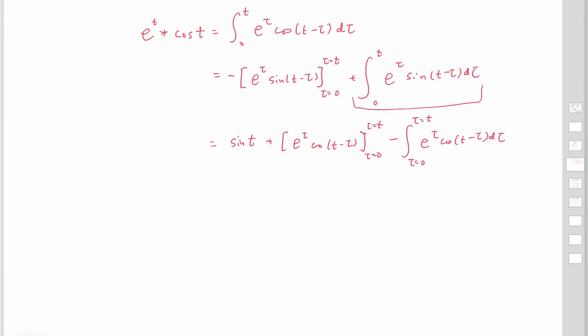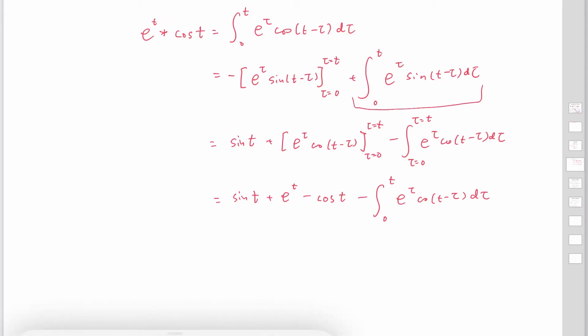Again, you can substitute tau equals t. So cosine 0 is 1. So the first term is sine t plus exponential t. You substitute tau equals 0, it becomes minus cosine t, minus the integral from 0 to t of exponential tau cosine(t minus tau) d tau.